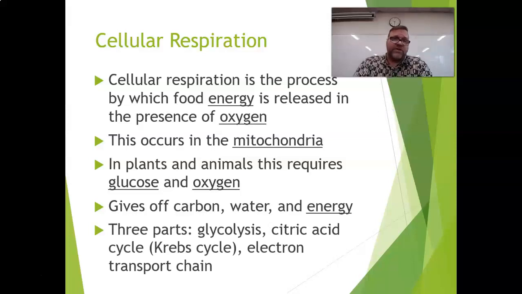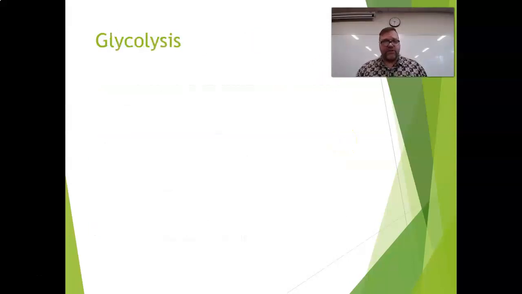There are three parts to cellular respiration. There's a part called glycolysis. There's a part called the citric acid cycle, called the Krebs cycle. And the last one is called the electron transport chain. We're going to walk through this a little bit. It may seem a little confusing. Hopefully we'll go over it and explain it to you so that you can finally get what we're talking about.